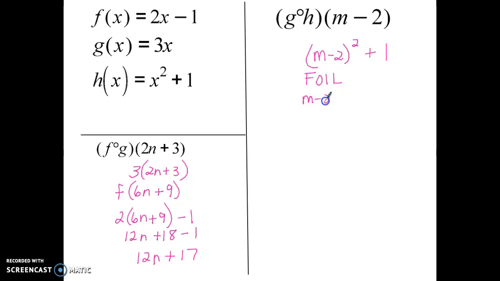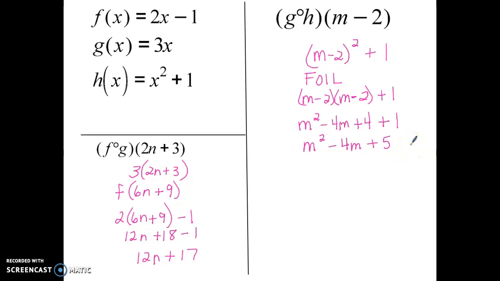Because mathematically that means I'm multiplying these two binomials together. Also, don't forget about the plus 1 at the end. I still need to bring that down. So once I FOIL and combine like terms, I would get m squared minus 4m plus 4. That's just the FOIL part, but I still have this plus 1 that's at the end. So my final expression, once I evaluate, should be m squared minus 4m plus 5.